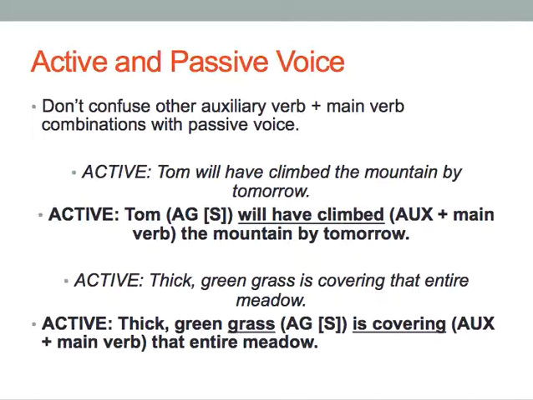Here's another example. Thick green grass is covering that entire meadow. This is in the present tense. It's not a passive voice sentence, although we are using an auxiliary form of be and a main verb. Grass is still the agent, grass is still the subject of the sentence, comes before the main verb, and so it's still an active sentence.